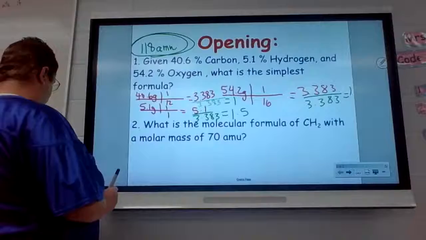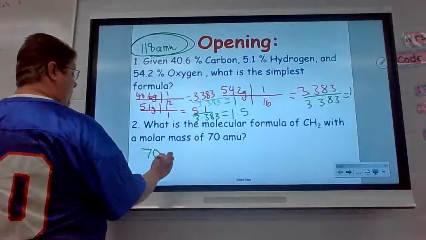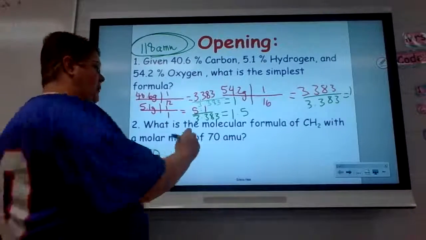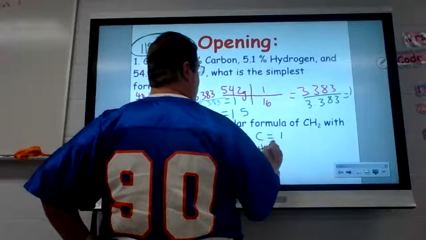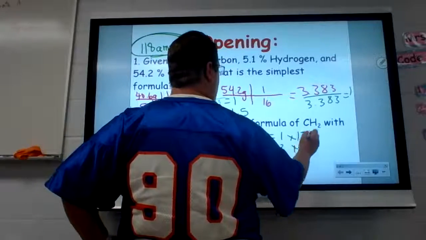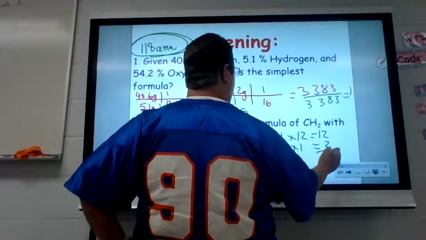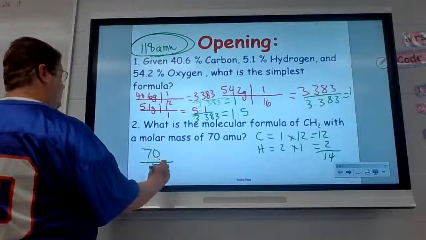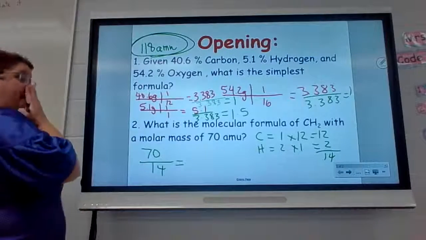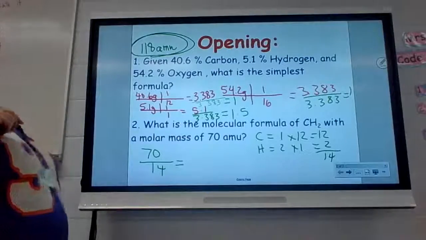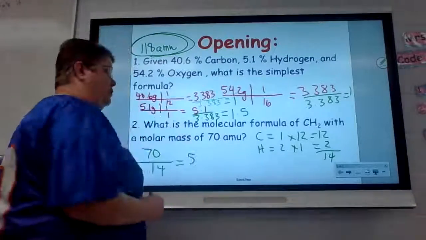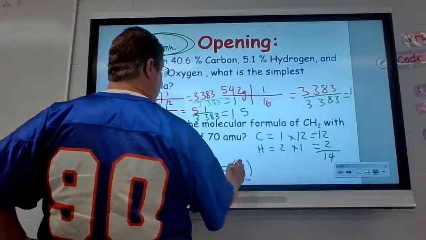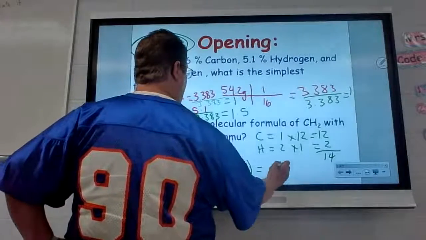All right, so number 2 on the opening. Take the mass that's given, divide by the mass you add up. What are we adding up? CH2. So how many C's? 1. How many H's? 2. So 12 times 1, we get 12. We get 2 for a total of 14. When we divide, we get what? 5. So this means this formula was reduced by 5. So we take the 5 and multiply it by CH2, and we get C5H10.